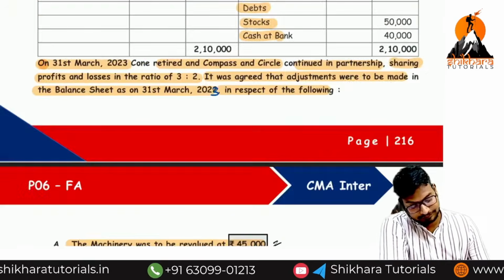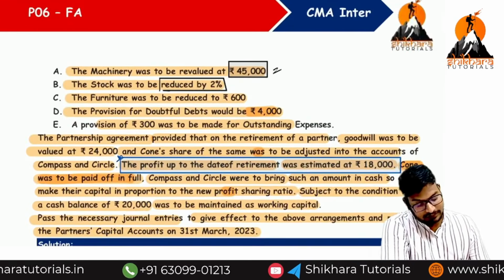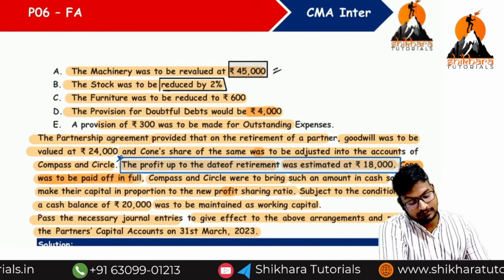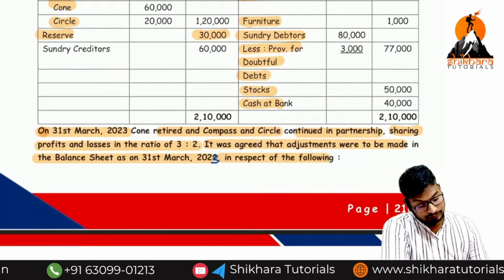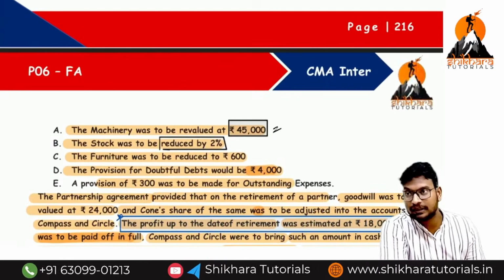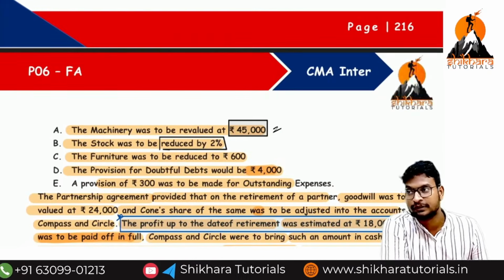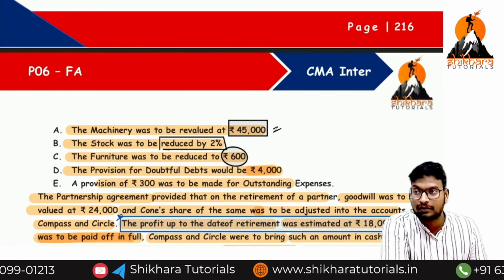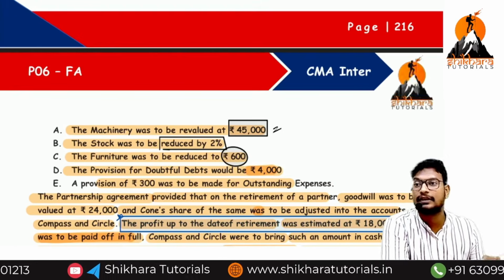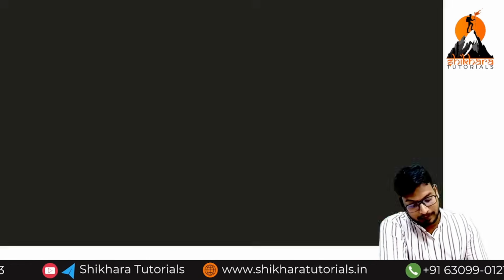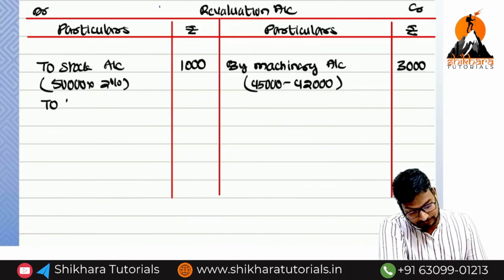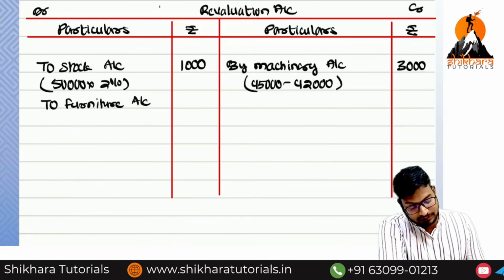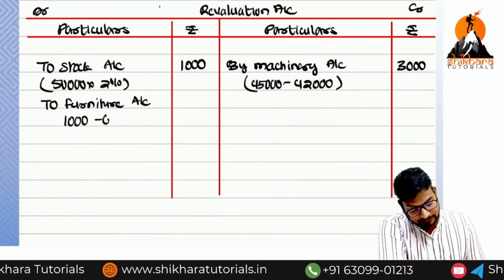So next one. Furniture was to be reduced to 600. Okay. What is the furniture value, amma? 1,000, to 600 we are reducing. How much amount have we reduced? 400. Reduced to 600 means up to then we have revalued. Reduced by 600 means we can directly write the 600. Okay? So to furniture account. How much, amma? 1,000 minus 600.